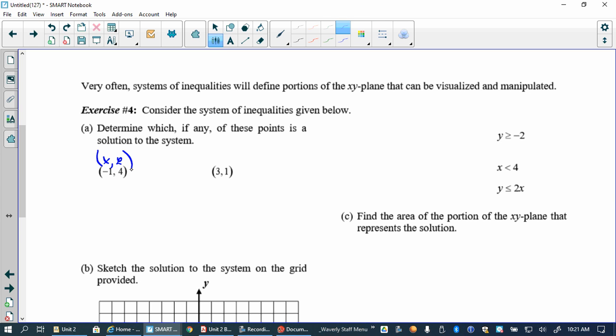4. Find the area of the portion of the XY plane that represents the solution. Well, we need to graph it. Oh, part B is down here. So let's graph these. We don't even need a calculator, do we?